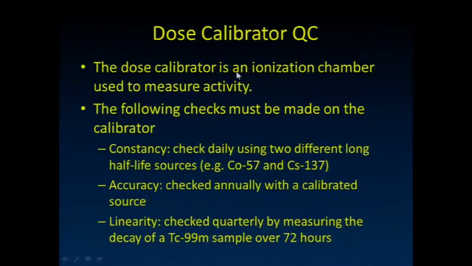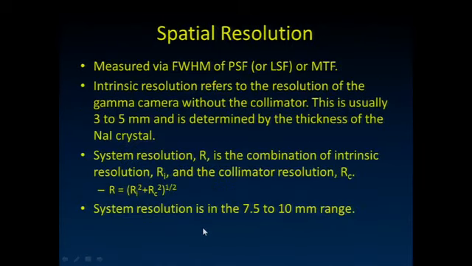We want to do our dose calibrator check. It's an ionization chamber we're going to use to make sure we check our doses and their appropriate amount before we give them to the patient. There's a check for constancy that we do using two very long half-life sources like cobalt-57 and cesium-137. We're going to check annually the accuracy with a calibrated source to see that it measures correctly. We're going to check our linearity by looking at a sample of technetium-99m. We know the half-life of that, so we know that as we measure it repeatedly over 72 hours, it should measure appropriate values along the course.